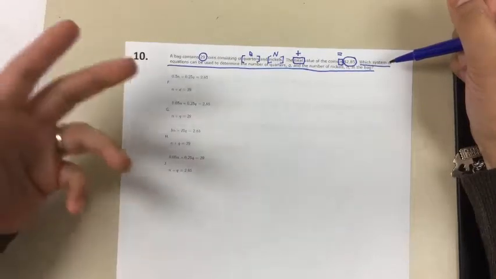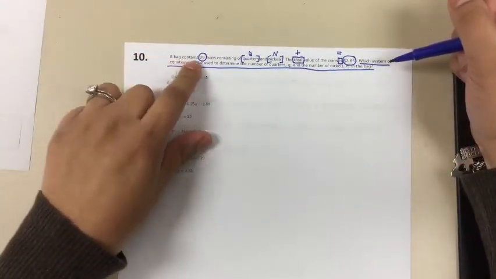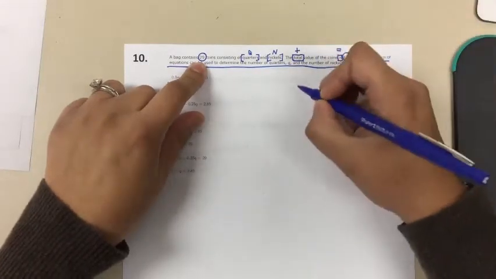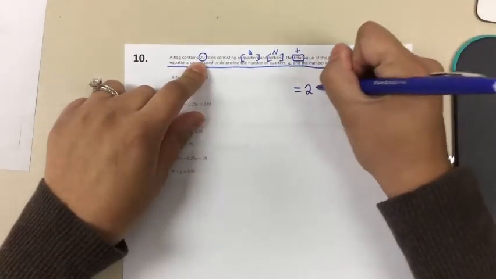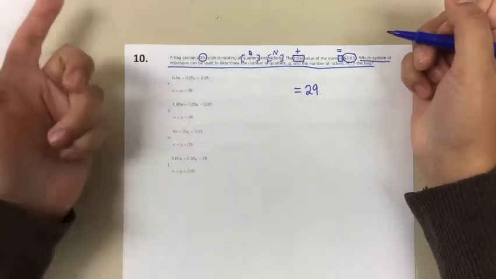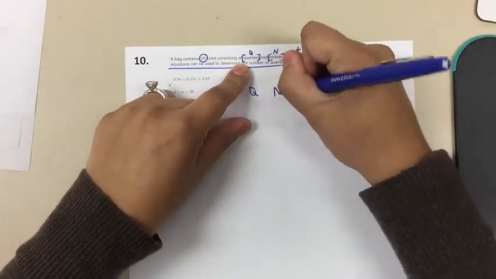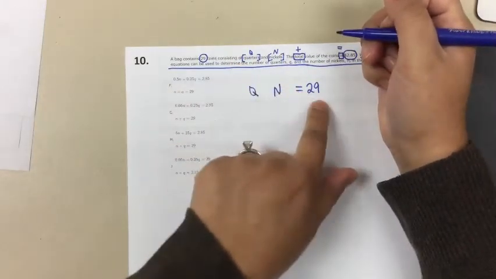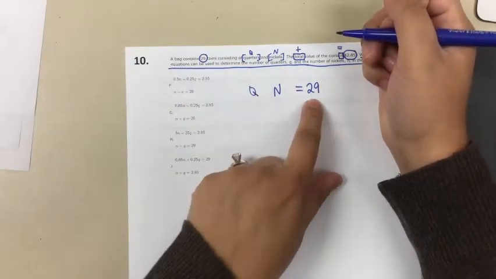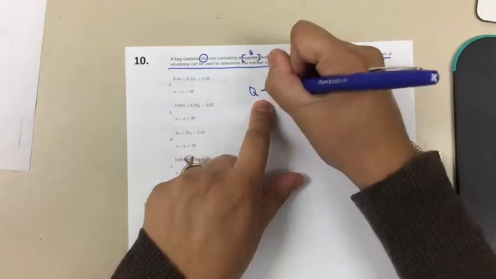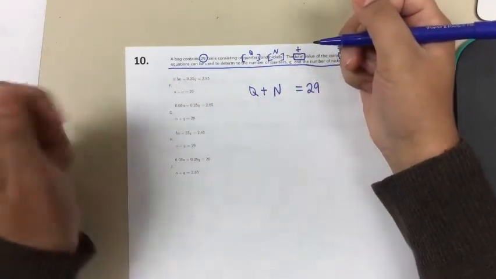Here's my third time. I'm going to start taking out all of those annotations and I can start writing an equation. So a bag contains 29 coins. Okay, so whatever bag we have, we know it's going to equal 29 coins. Well, what kind of coins do we have? Quarters and nickels. And if we're trying to figure out the total, we know we have a total of 29 coins. So I'm going to add quarters and nickels together to get my 29 coins.